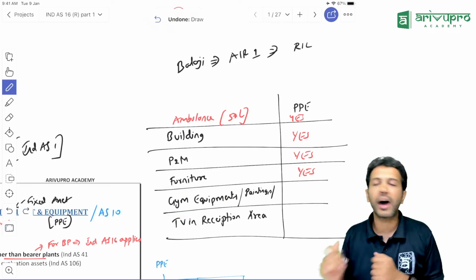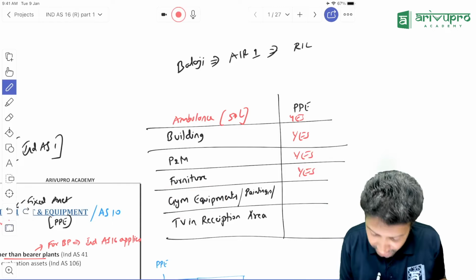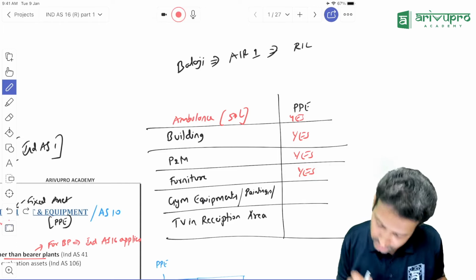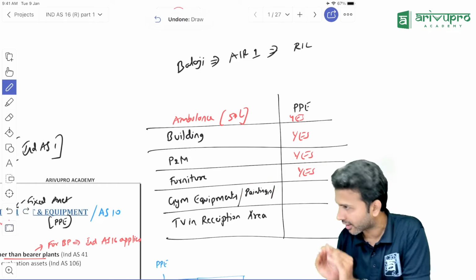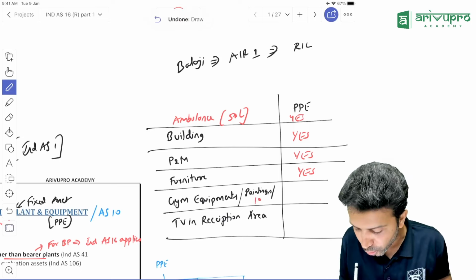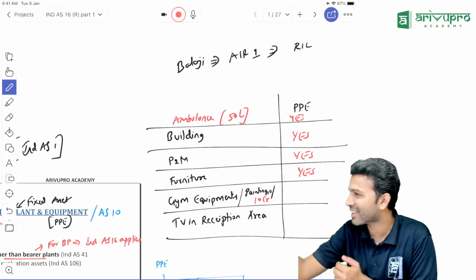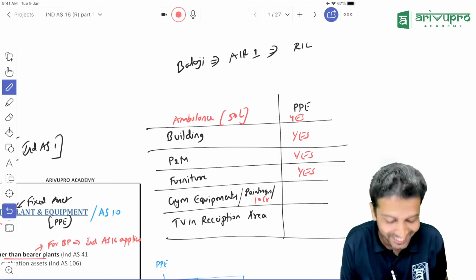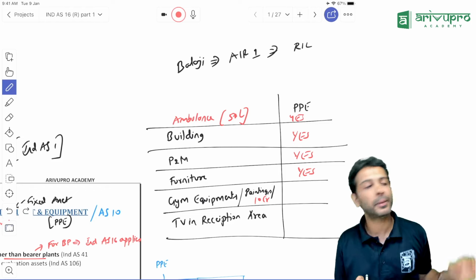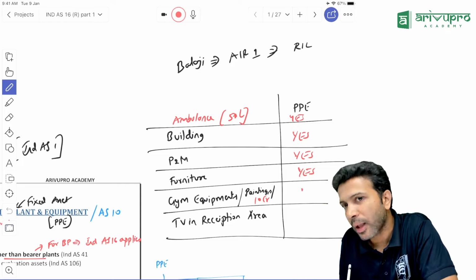Next, let us say Balaji was roaming around the office on the first day. He saw that Reliance has a gym room, and in that gym room they have some gym equipment. They also have a sports room where they have some sports equipment. And they also have some paintings. Michelangelo's painting, for which they paid 10 crore rupees. Cash-rich people. Anyway, Reliance paid 10 crore rupees for that painting. Now, this painting, sports equipment, gym equipment, is it a property, plant and equipment for Reliance? Yes or no?